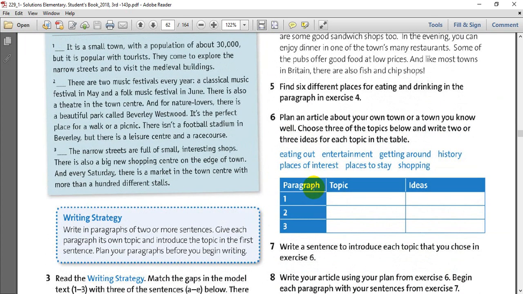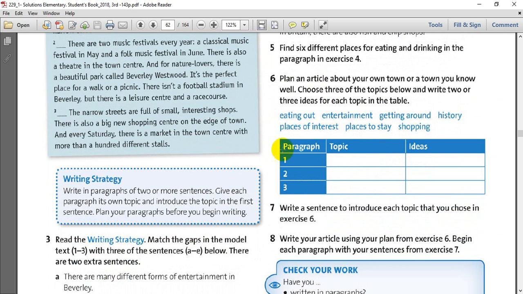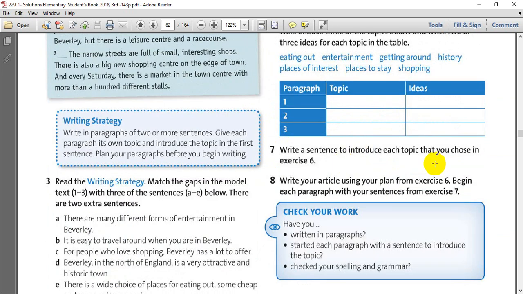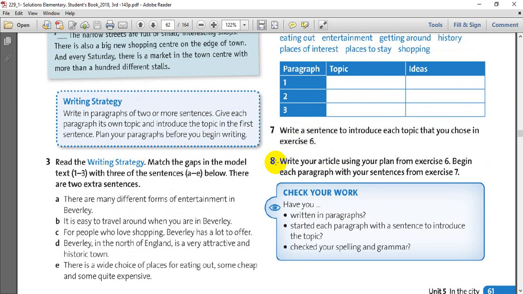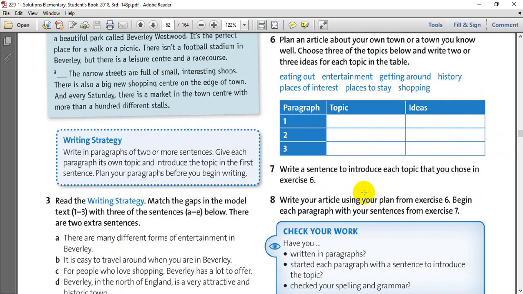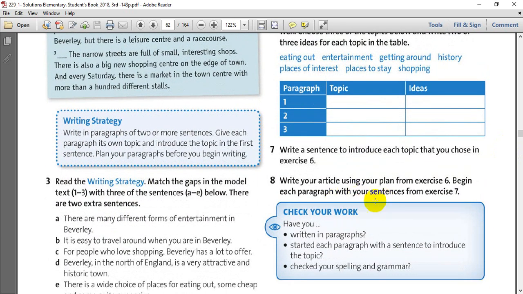Just let me remind you of our homework. Here we have number 6, to fill the table, number 7, to write topic sentences, and the most important thing is to write your article. Exercise number 8, to write about your town, using your plan, or a place you know well. I think it's better for you.